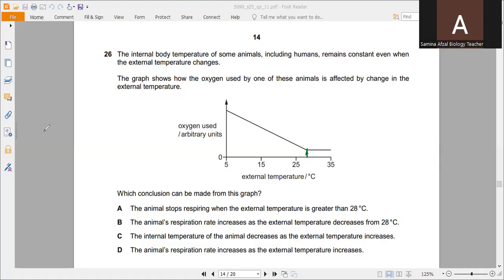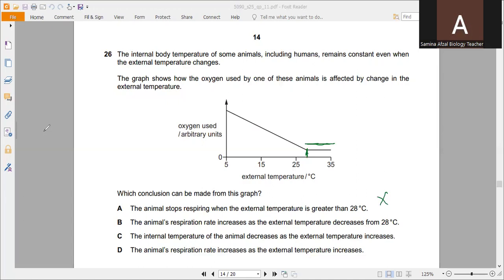So the animal stops respiring when the external temperature is greater than 28 degrees C. The graph shows oxygen is still being used above 28 degrees. You can say this one is not the correct option.